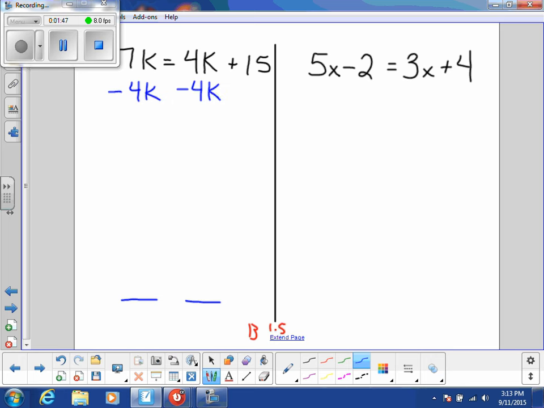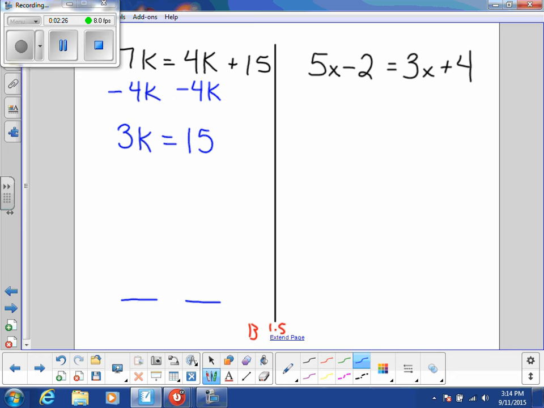Now, some people like to say that the positive 4k moves to the other side and becomes a negative 4k. I don't mind if you say that, but mathematically, what you're really doing is subtracting the same thing from both sides. 4 and negative 4, adding inverses. So now we have 0k on the right side of the equals, and it's going to look like this. 7k minus 4k is 3k. 4k minus 4k is 0k. So there are no more k's on the right side of the equals. There is a constant, the number 15.